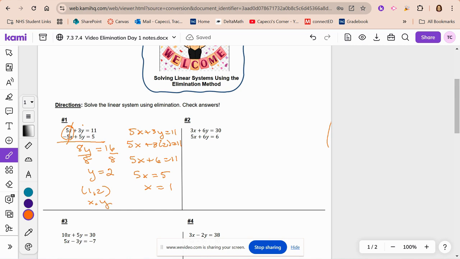What that means is if I were to graph these lines, if I were to put them in slope-intercept form and graph them, this would be the point of intersection, which is the solution to the linear system.